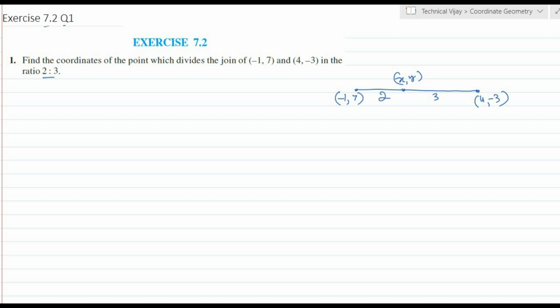So to find the coordinates, suppose this is A, this is B, and this point is P, whose coordinates we have assumed as (x, y). The x, y coordinates can be calculated by using the section formula. Before going to see this, we will have a glance over the section formula.